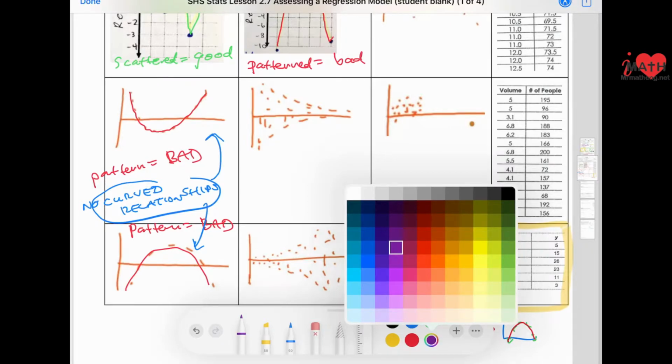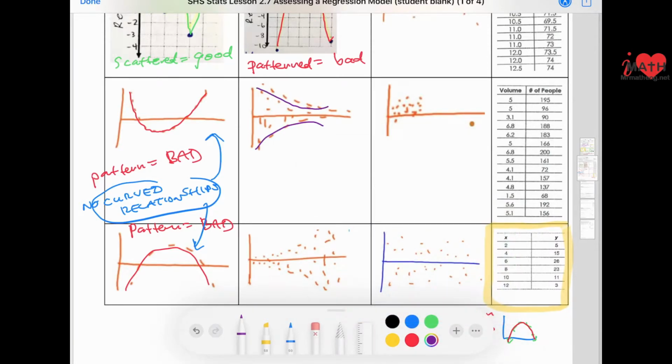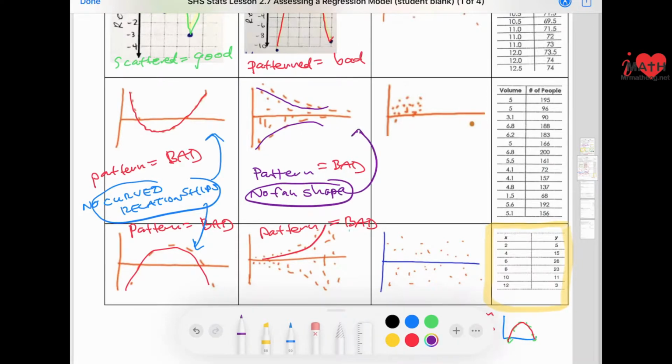What about this one here? Okay, this one has some kind of pattern. You guys see it? It kind of looks like that. So pattern, and this would be bad. How about the one below it? Again, same thing, kind of like that, right? Pattern is bad. We want it to be scattered. Okay. What are these called? These are fan shapes. I call it no fan shape. So those two examples are kind of like fan shapes.